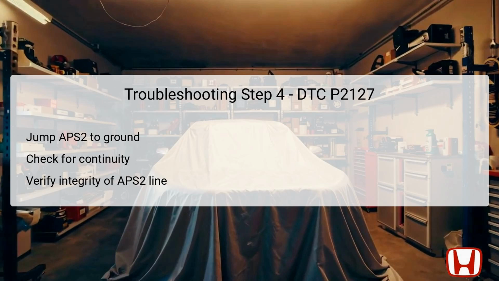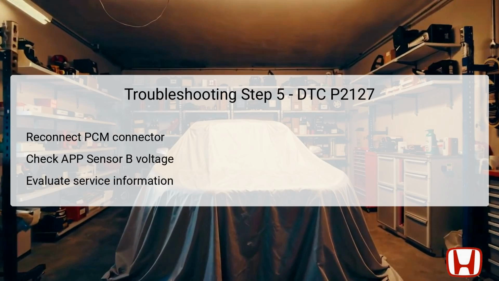Verify the continuity between test points 1 and 2, which includes the PCM connector A, number 34, and the body ground. If continuity is present, it verifies that the APS2 wire is functional, indicating that the issue lies elsewhere. Conversely, if continuity is absent, it suggests that there is an open circuit within the APS2 wire, necessitating repairs to restore proper function. The fifth troubleshooting step is a critical check for the PCM's internal circuit functions.